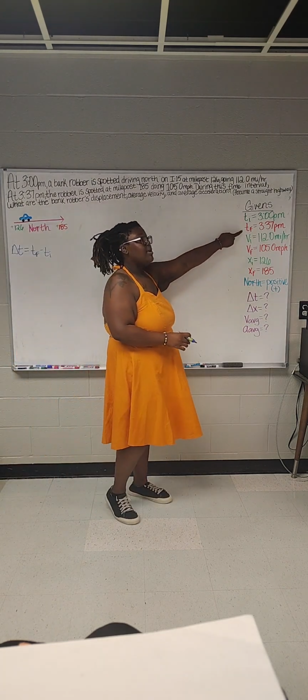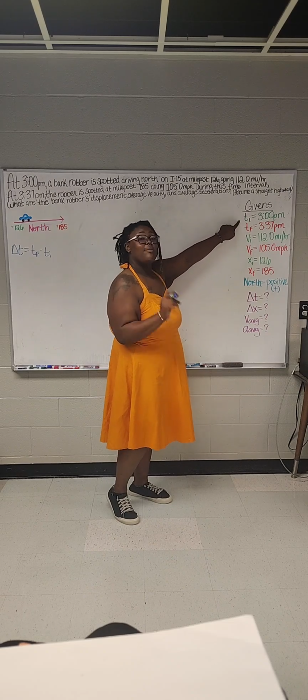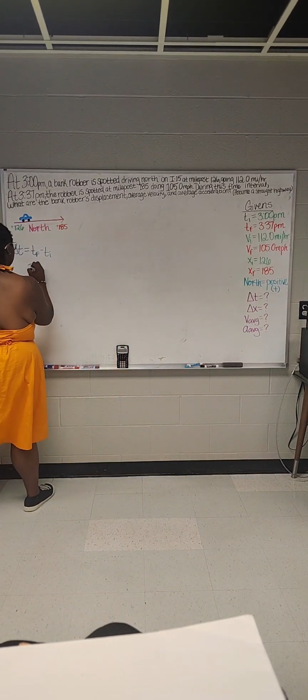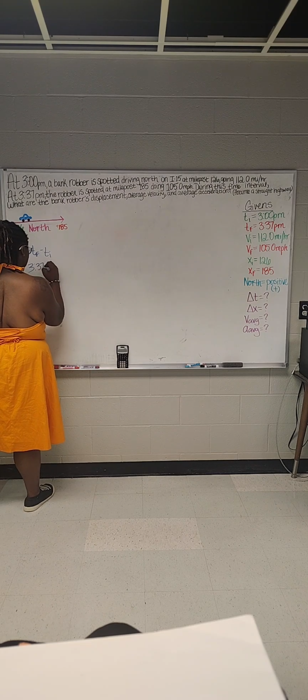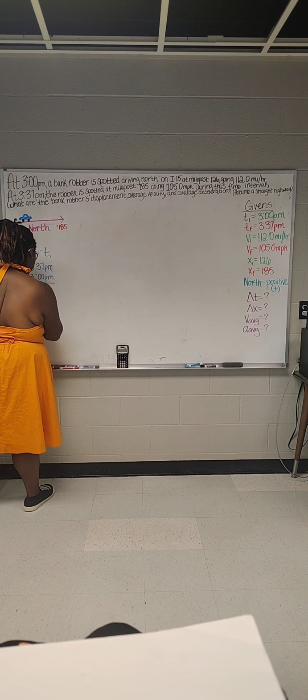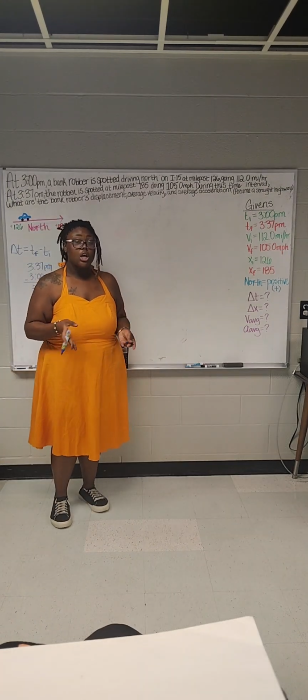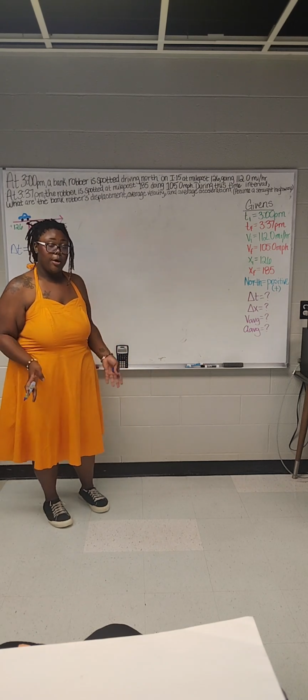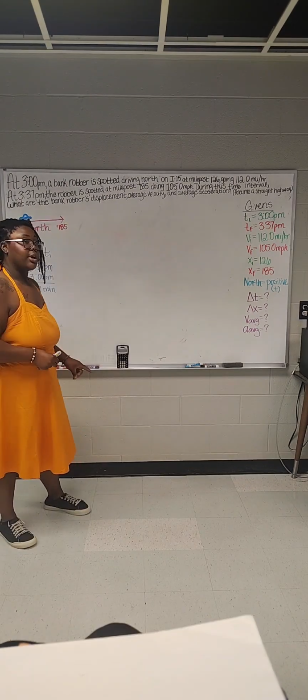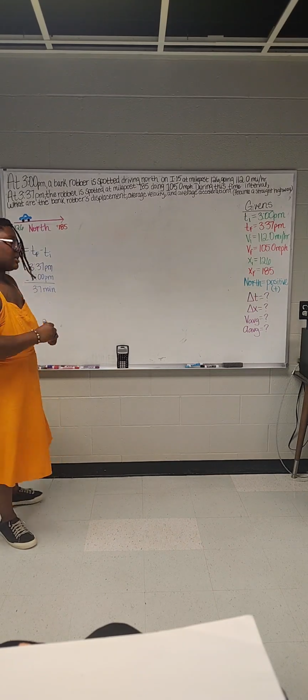Our final time is 3:37 p.m. and our initial time is 3 o'clock p.m. So we're going to subtract these two, which gives me a difference of 37 minutes. However, we're traveling in hours, so we have to convert our minutes into hours. And we do that 60 minutes in 1 hour, so we're going to divide our 37 minutes by 60 minutes.